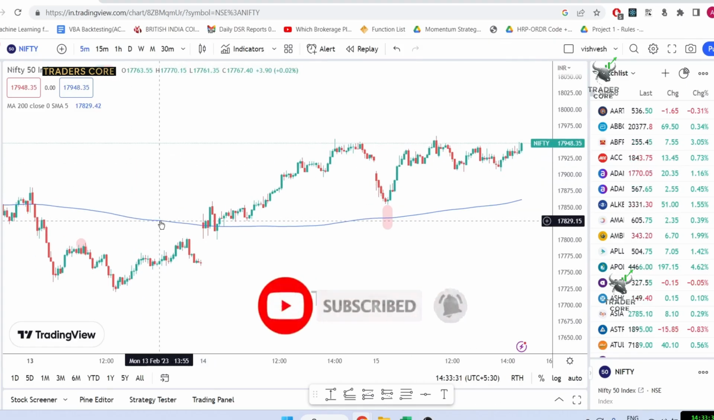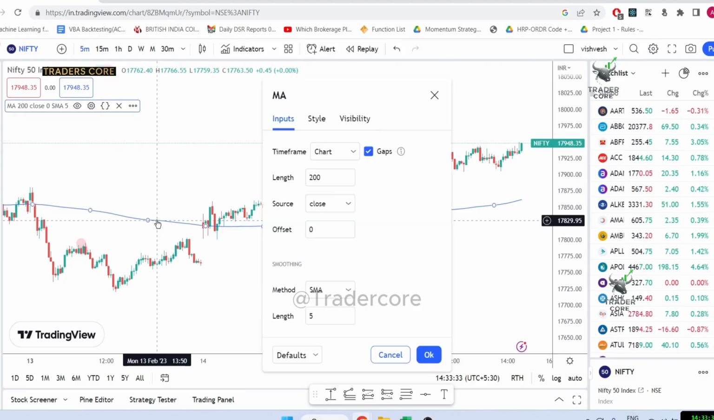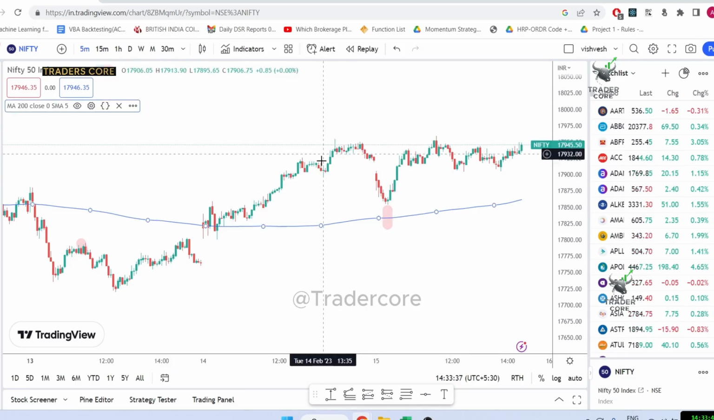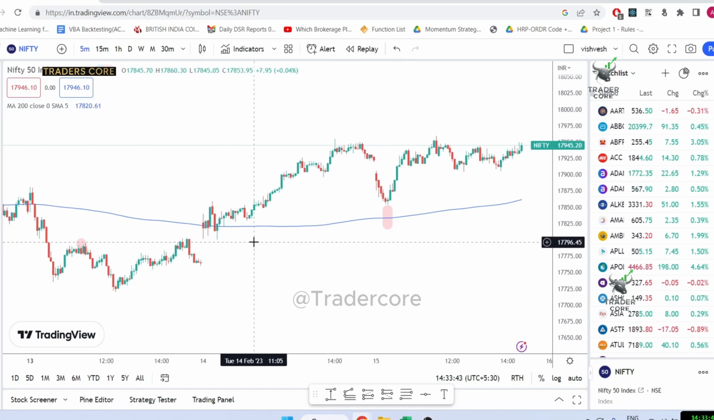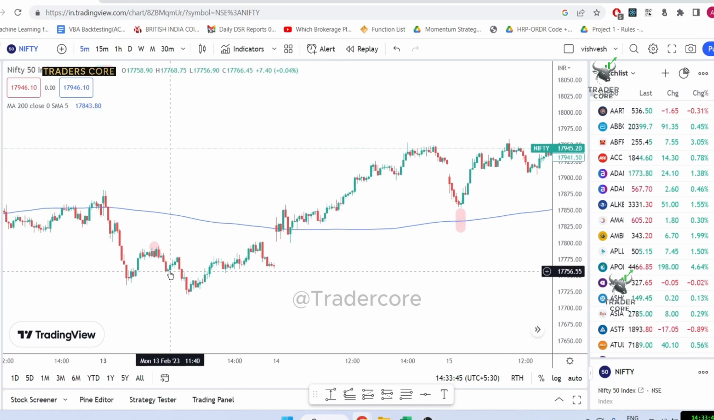The first indicator is the moving average, and the length that I've chosen is 200 moving average. And as we know, if the stock is above 200 moving average, we will only be looking for buying trades, and if the stock is below the moving average, we will be only looking for the sell trades.